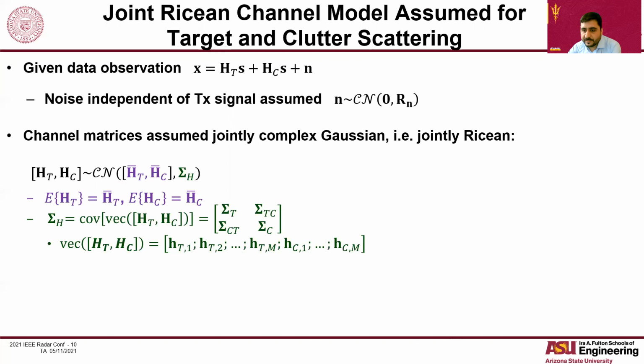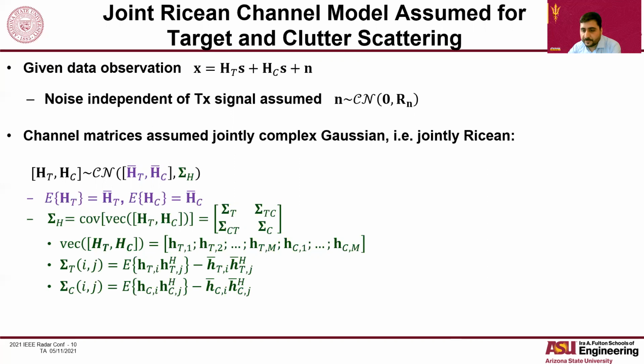To find the covariance matrix, I am simply stacking the columns of the matrices H sub t and H sub c, forming a long vector, and then finding the covariance of that vector. The sigma sub t component of this covariance matrix captures the covariance of the columns of the target channel matrix. Sigma sub c captures the covariance of the columns of the clutter matrix. And sigma sub ct and sigma sub tc capture the cross correlation between the columns of the two channel matrices.